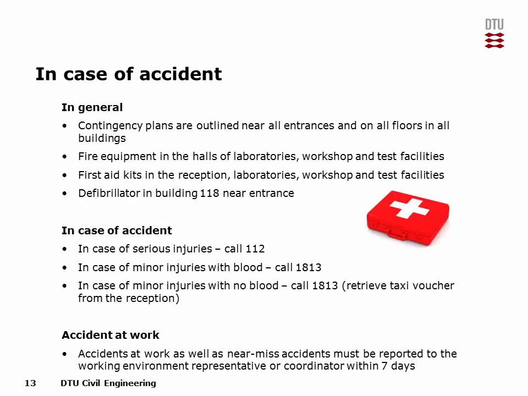In case of accidents, you must be prepared. Therefore, contingency plans are outlined near all entrances and on all floors. Follow the plans in case of evacuation. Fire equipment is available in the halls of laboratories, workshops, and test facilities. First aid kits are placed near the reception, in laboratories, at the workshop and test facilities. The defibrillator you will find near the entrance in Building 118.